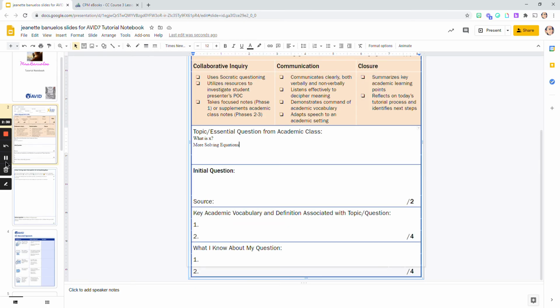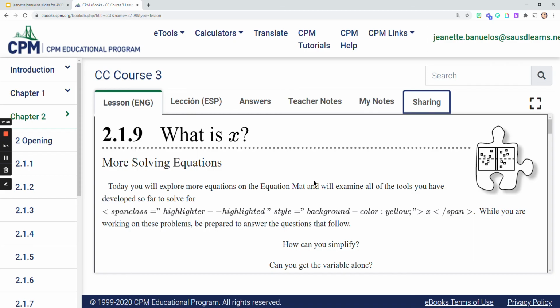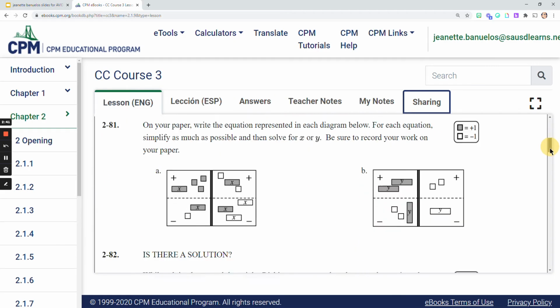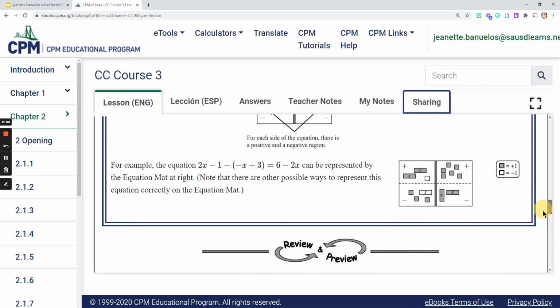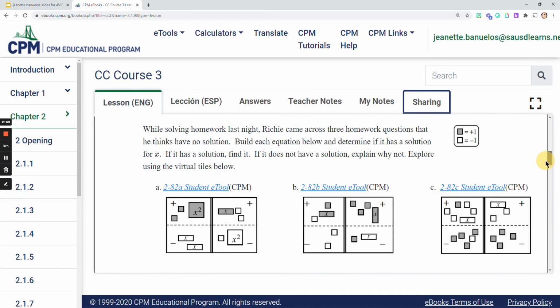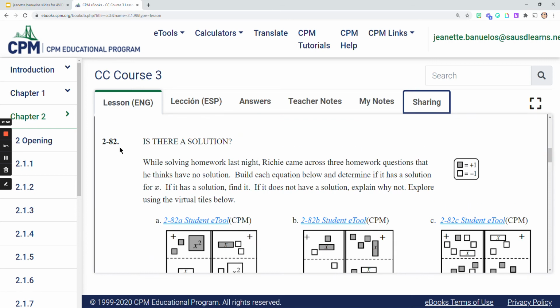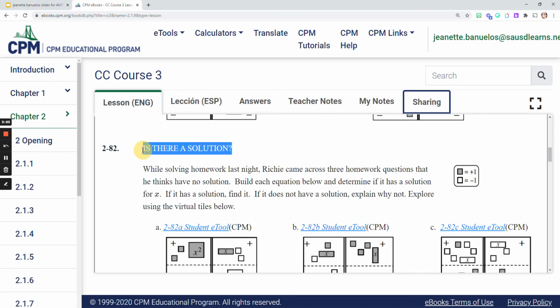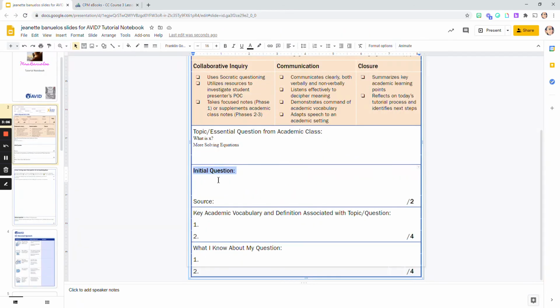I am then going to move on to my initial question. The initial question is going to be the exact problem I was confused on. So let's go back to my CPM ebook. One of my homework assignments came from the review and preview. Or actually, it came from classwork, and it is 2-82. I was stuck on letter C, so 2-82C. So I'm going to copy and paste this question and put it into this box of my TRF.